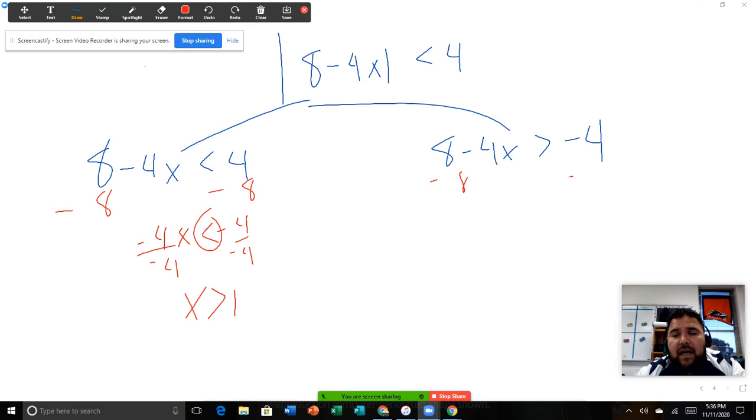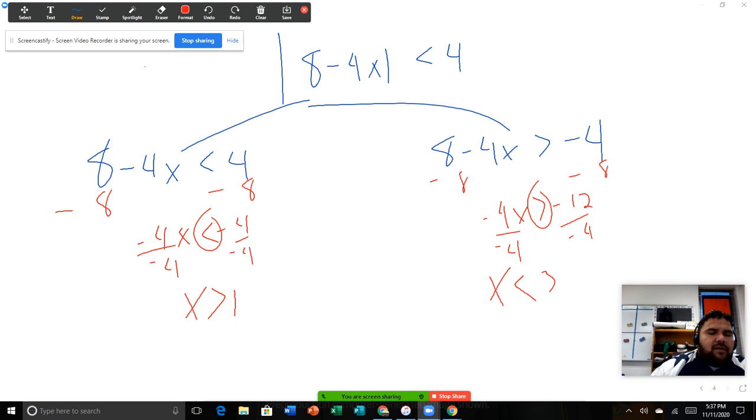Minus 8 to both sides. Negative 4x is greater than negative 12. Divide both sides by negative 4. Flip the sign again. X is less than 3. So x is greater than 1, but less than 3.